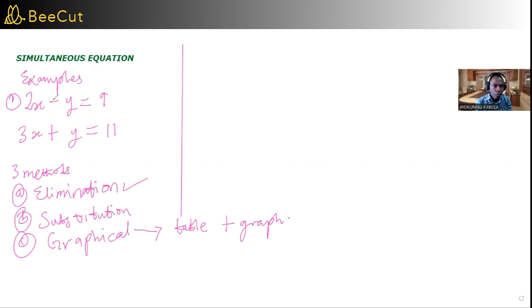So now, to solve the equation using elimination method, we're going to write the two equations out. So that is the solution. Solution to the equation is here. Using the elimination method, you want to solve 2x minus y equals 9, right? Not 11. 9, and 3x plus y equals 11.